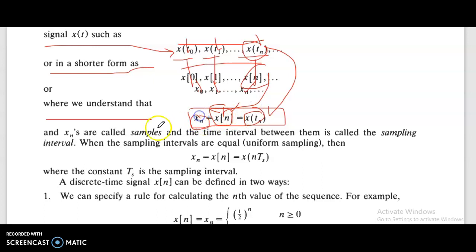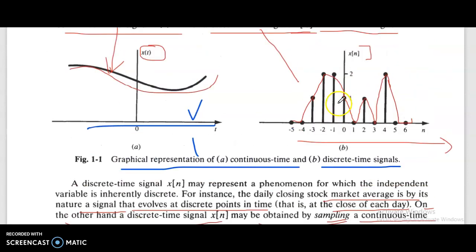The x[n] are called samples, and the time interval between them is called the sampling interval. The time interval between the samples is called the sampling interval.